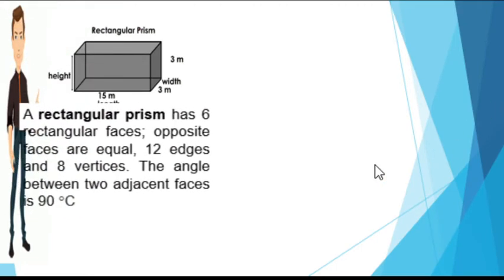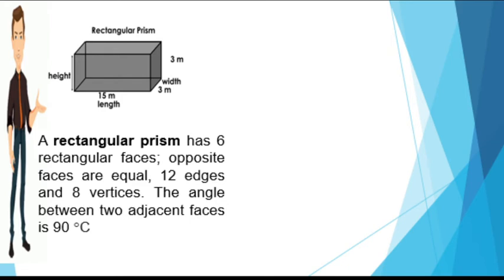However, before we proceed, let us study the relationship of the volume between two solid figures, and this will lead us to the formula. Okay, so let me show you. So we have the rectangular prism. A rectangular prism has 6 rectangular faces. Opposite faces are equal, 12 edges, and 8 vertices. And the angle between the faces is 90 degrees.